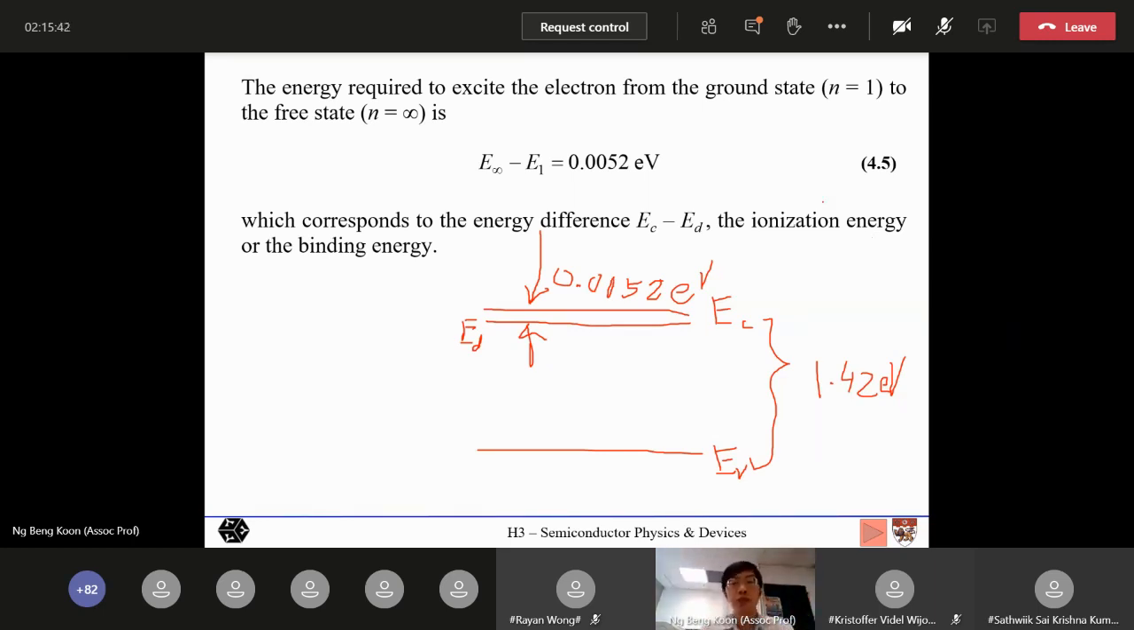This calculation is just to give you an appreciation of how close the donor level is to the conduction band edge. In fact, it's generally so close that at room temperature, all the donor electrons will be promoted to the conduction band edge. They become free to move. That's what we're trying to say here.